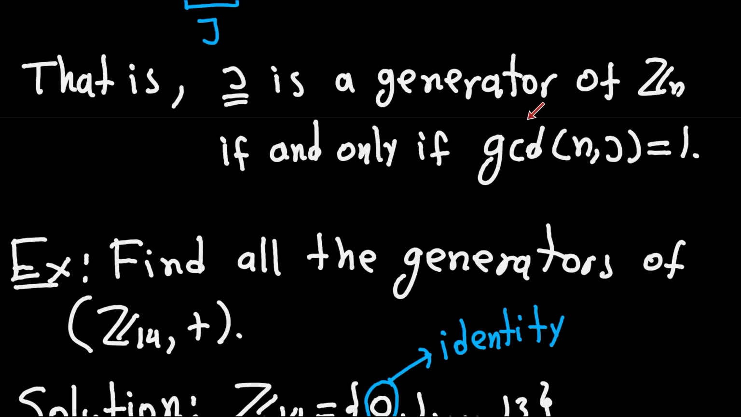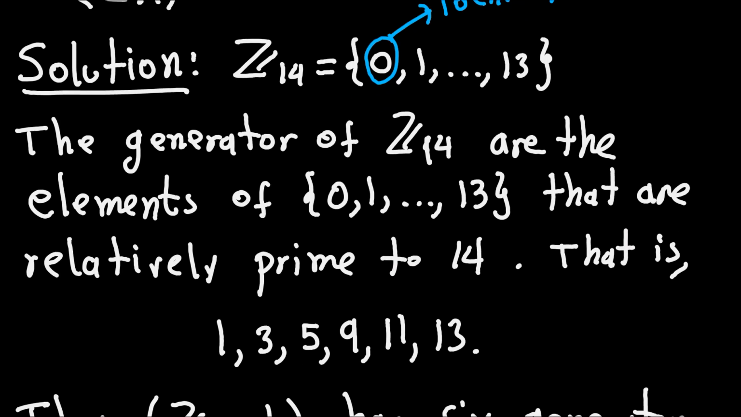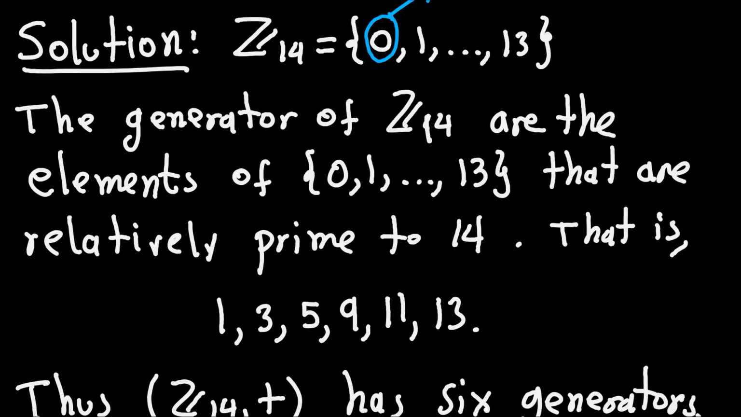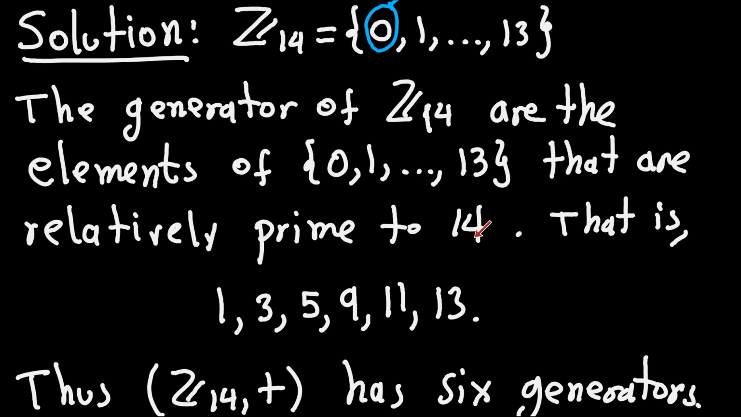Why relatively prime to 14? Because that's what this says here. GCD between n and j equals 1 is exactly the same as saying that n and j are relatively prime. So we're going to take the elements from 0 to 13 that are relatively prime to 14, so have no common factors with 14. Now, 0 is not there because the GCD between 0 and 14 is 14. So that's not 1. 1 is there because the GCD between 1 and 14 is 1.